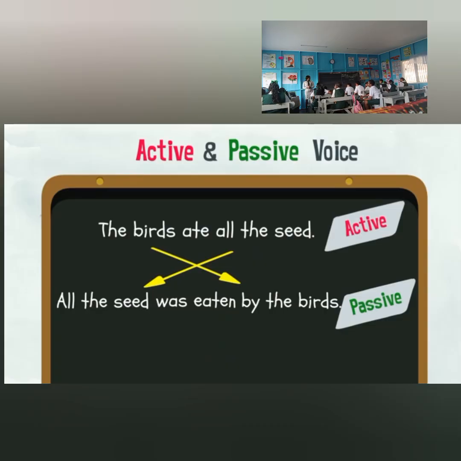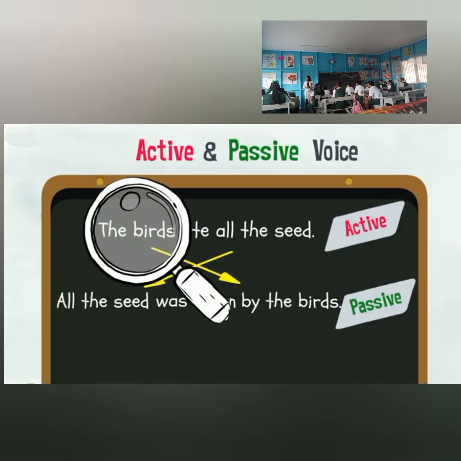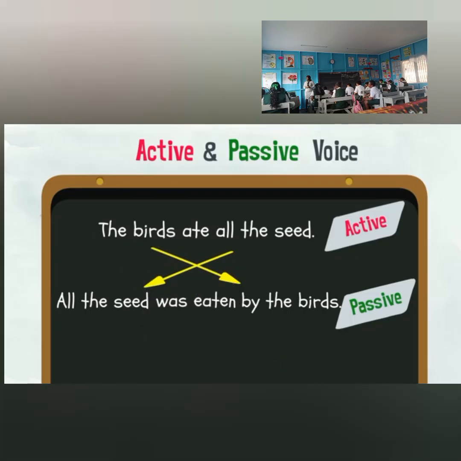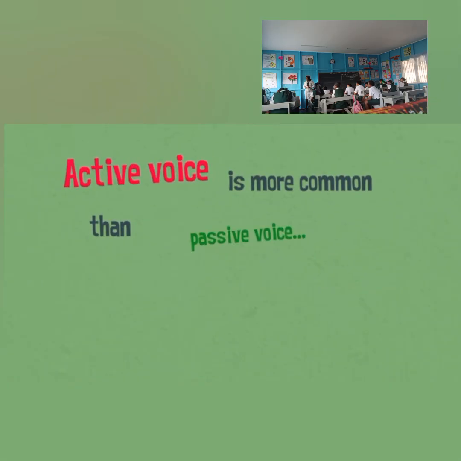We know this sentence is written in passive voice because the subject is now receiving the action, rather than performing the action. In passive voice, the focus shifts from the person or thing performing the action to the result of the action. For this reason, the agent is often left out altogether. For example, we could write, all the seed was eaten. In everyday writing and speech, active voice is more common than passive voice. But passive voice is important.